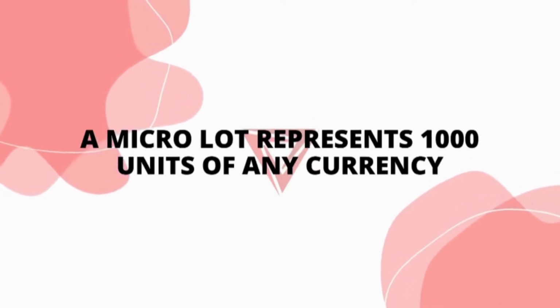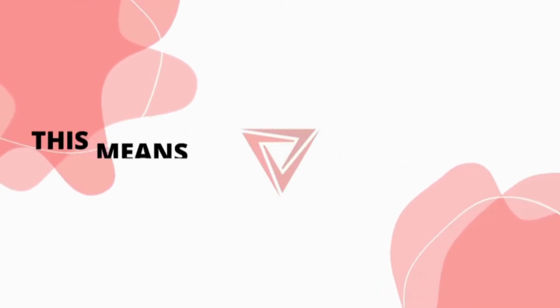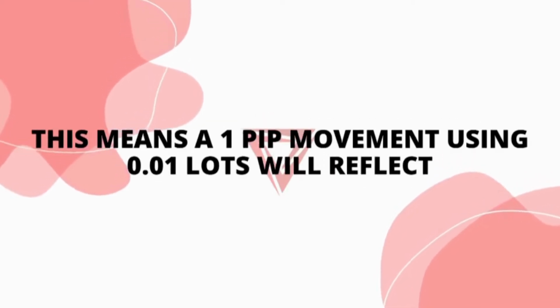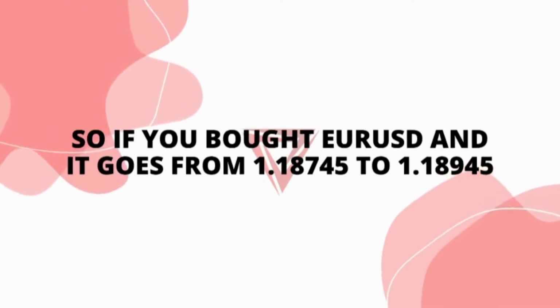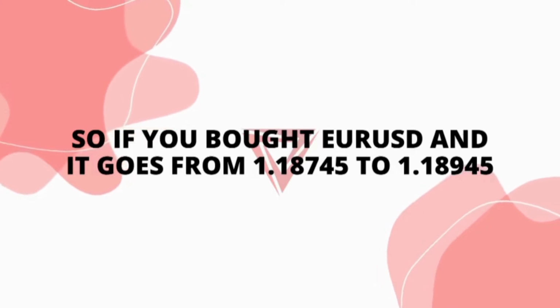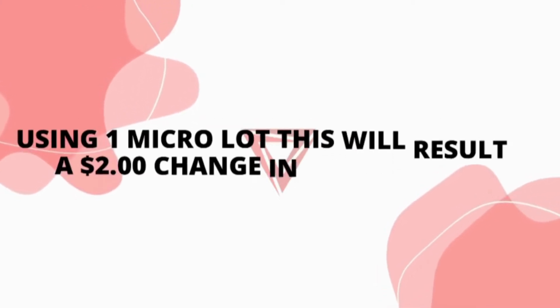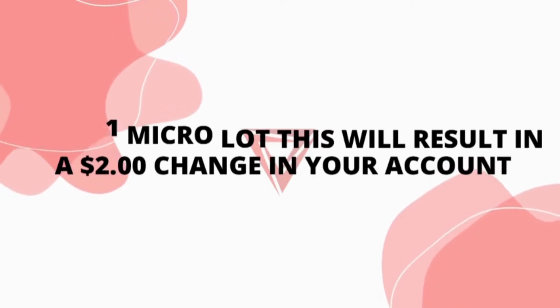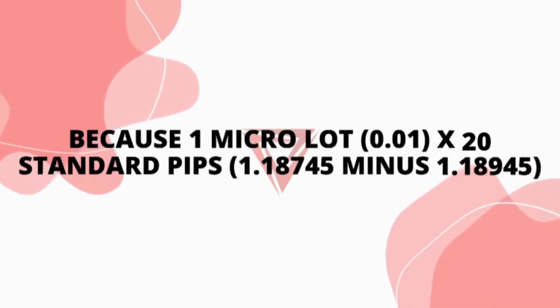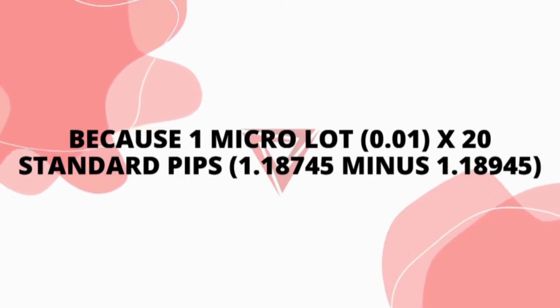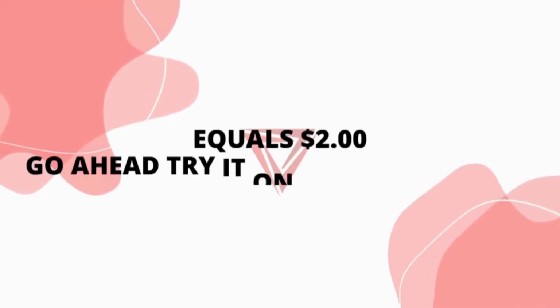So let's break it down. A micro lot represents 1,000 units of any currency. This means a 1 pip movement using 0.01 lots will reflect a 10-cent change in your account. So if you bought your USD and it goes from 1.18745 to 1.18945, using 1 micro lot, this will result in a $2 change in your account. Because 1 micro lot, or 0.01 by 20 standard pips, equals $2.